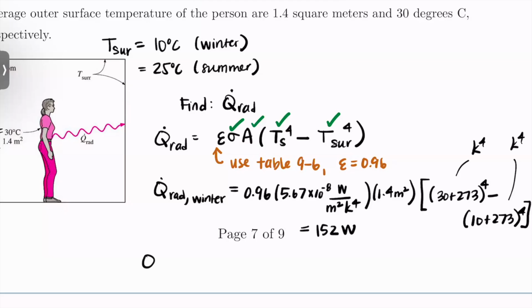And if we do this exact same thing for the summer, all I'm doing is repeating this same calculation, but with the surroundings temperature now 25 degrees C instead of 10. And we get 40.9 watts. Any questions on how to do that? Pretty friendly, right? That's not too bad.